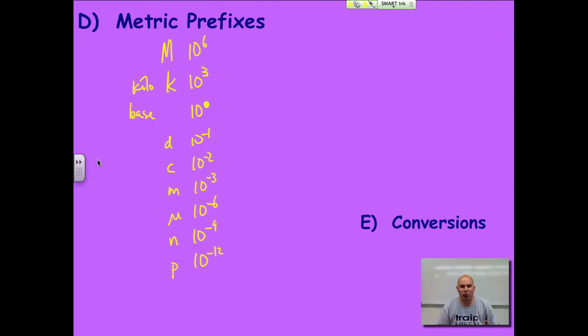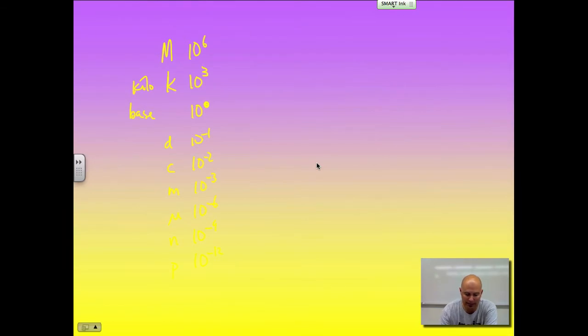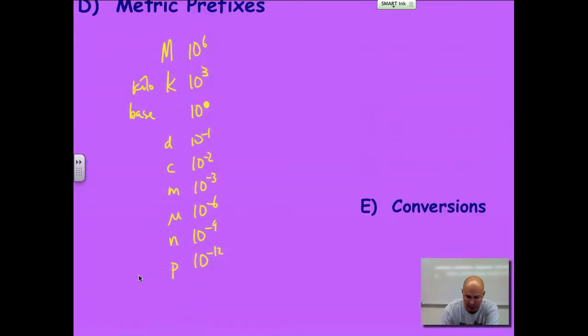I like to remember them this way. I like using the exponents, because you'll see how I certainly want to think about using the conversions. If we go to conversions, let's do a few of these here. Let me go back and keep that same screen.